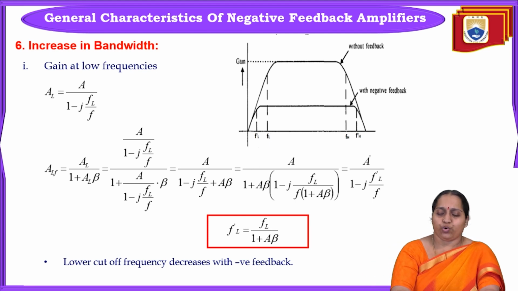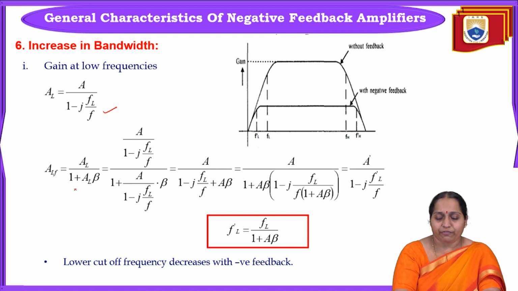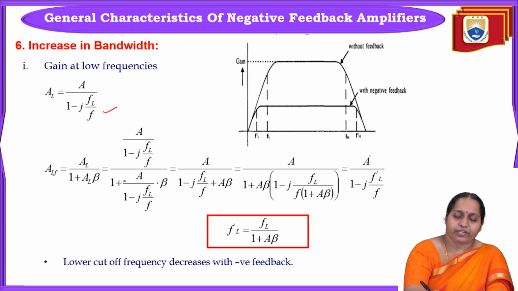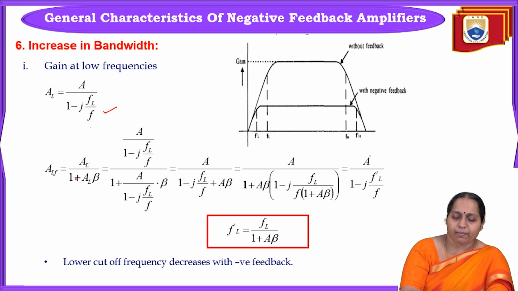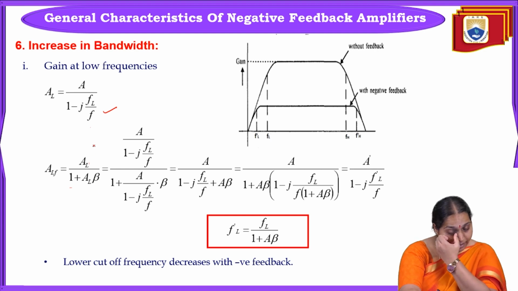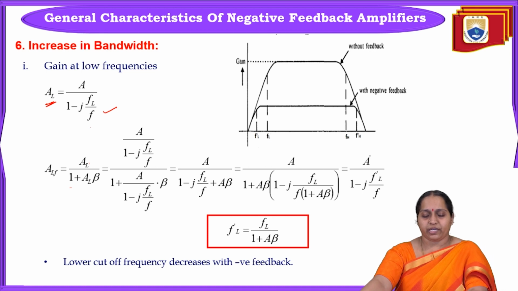To see the gain at lower frequencies, AL equal to A by 1 minus jFL by F. And lower frequencies gain with feedback is given by this form: ALF equal to AL by 1 plus AL beta. Generally, the gain at lower frequencies is given by AL equal to A by 1 minus jFL by F, and ALF equal to AL by 1 plus AL beta. That is, gain at lower frequencies without feedback is given by AL, and with feedback AL by 1 plus AL into beta.